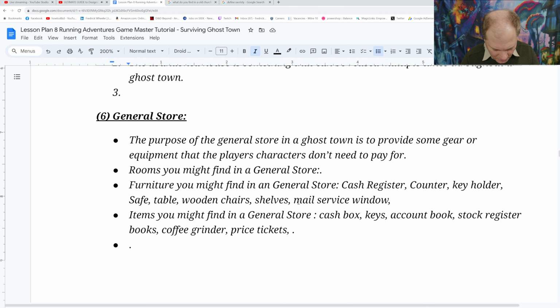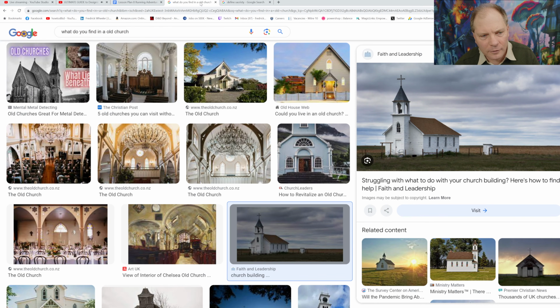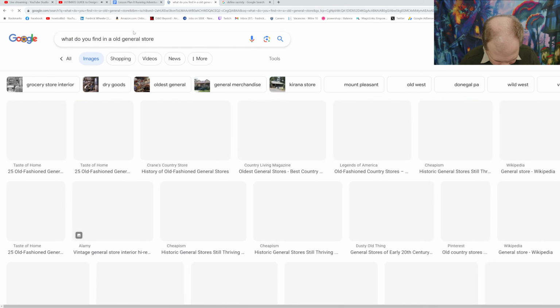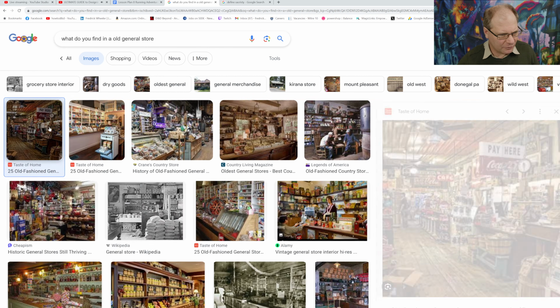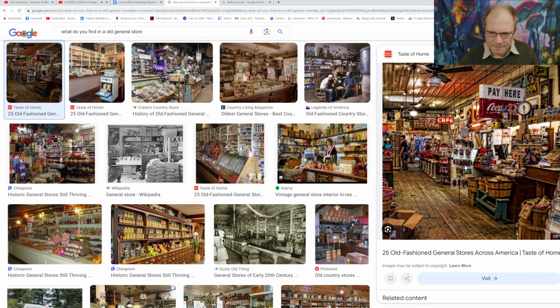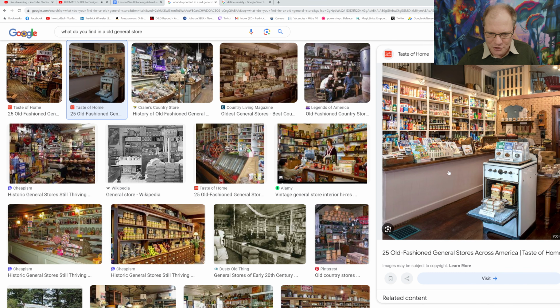A pot belly stove. Why would we have a pot belly stove? Different culturally, I think, is what we're dealing with here. But let's have a look here. General store. A general store, an old-fashioned general store. That's very American. This is the cultural clash of what we understand as a general store.